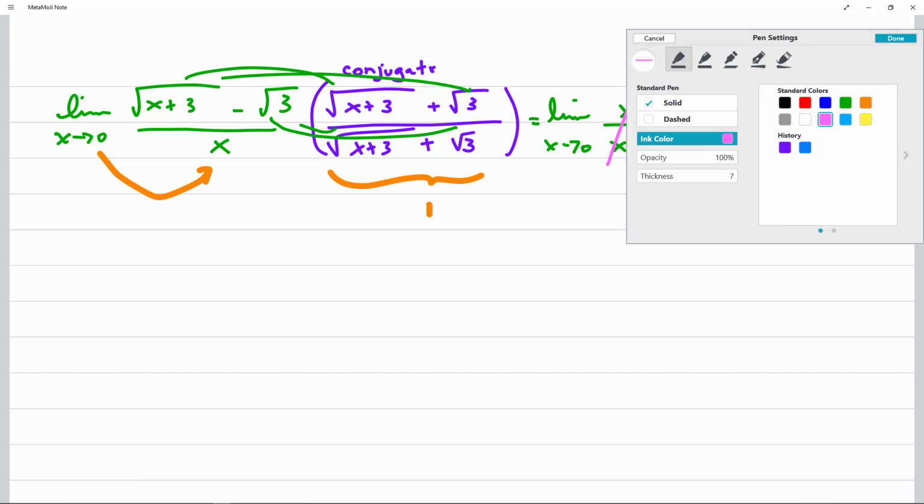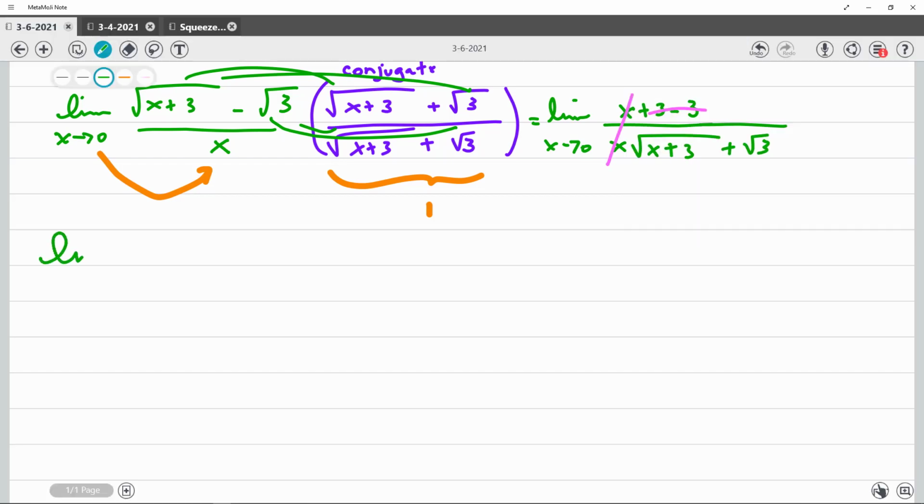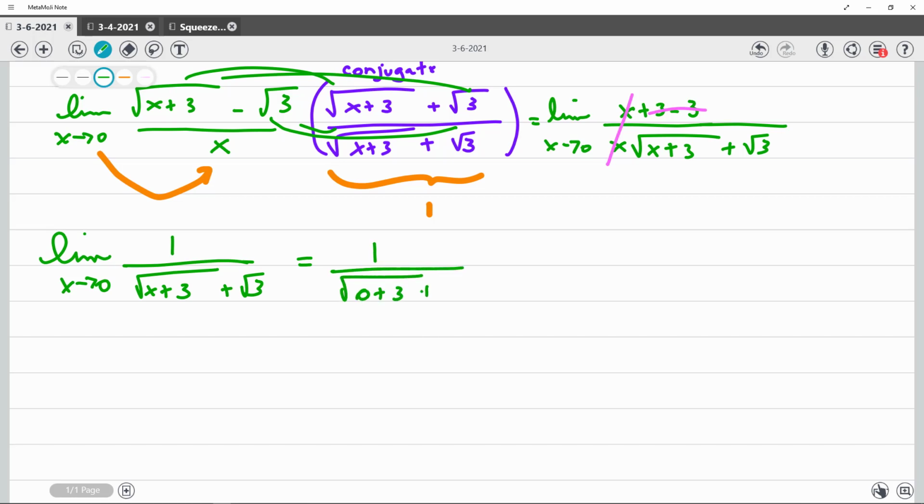And finally then my last step, the limit as x approaches 0, 1 is left on the top. All that's left on the bottom is this piece. I can easily plug in 0 with no problems. So this is just your direct substitution, which gives me the square root of 3 plus the square root of 3, which gives 2 square roots of 3.